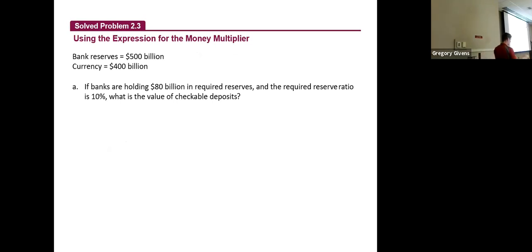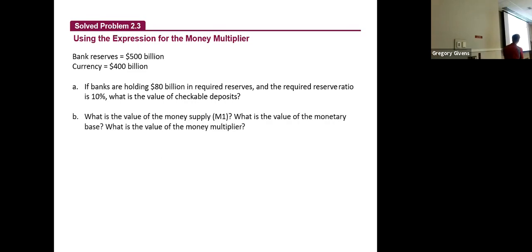So this is a pretty straightforward application of the money multiplier formula that we've derived in class today. Okay, so let's assume that bank reserves are 500 billion and currency is 400 billion. If banks are holding 80 billion in required reserve and the required reserve ratio is 10%, can you tell me what the value of checkable deposits is? And then part B, what is the value of the money supply? What is the value of the monetary base? And can you compute the money multiplier? Why don't you guys take just a couple of minutes and try to work through that one, and then we'll go over the answers together.